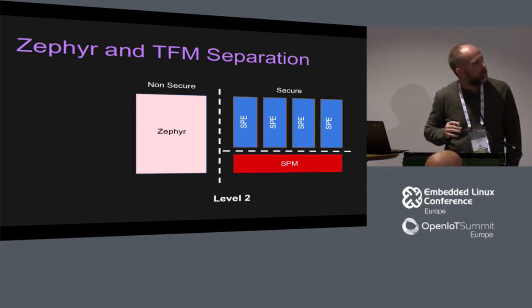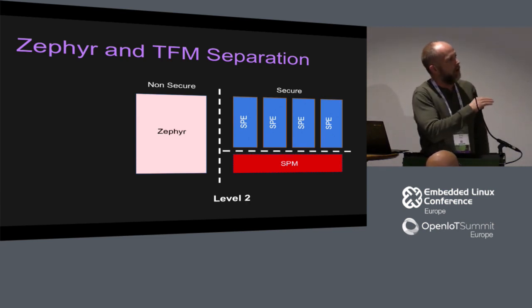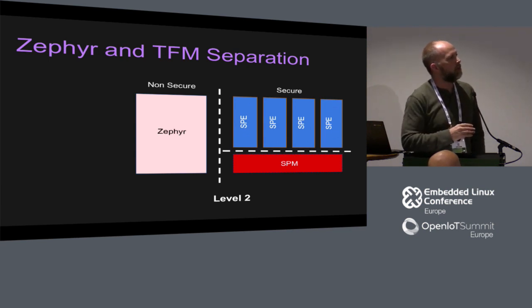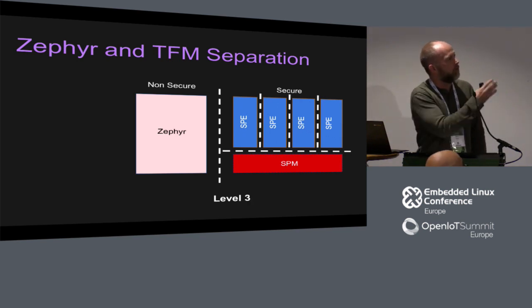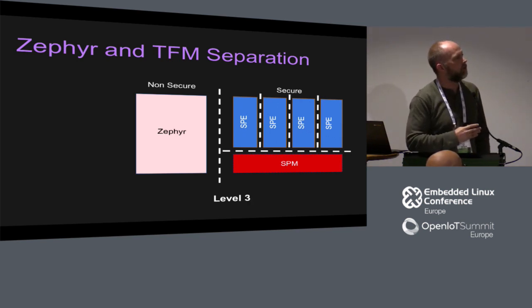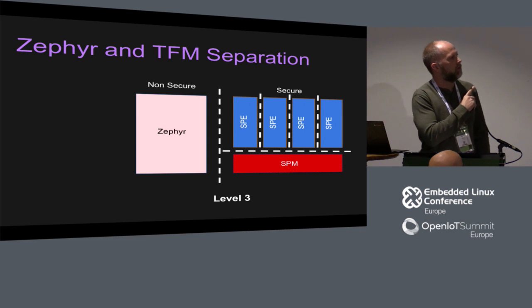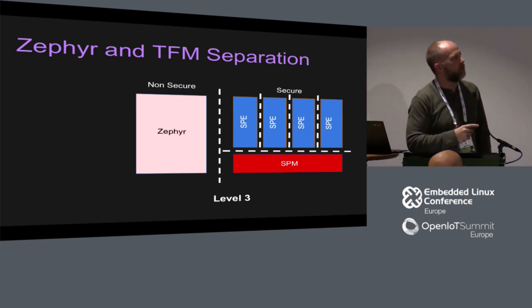If you transition to a level 2, you'll see now that there's a separation between the SPM and all the secure functions. And then if you take it even further, you may have separation between all of the secure partitions or the secure functions. And I think yesterday, if you went to the ARM presentation, you would have seen something similar to this.